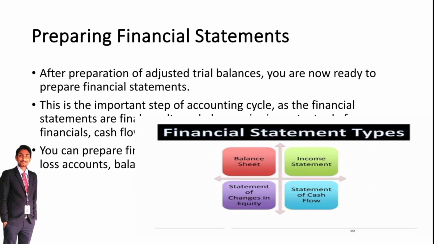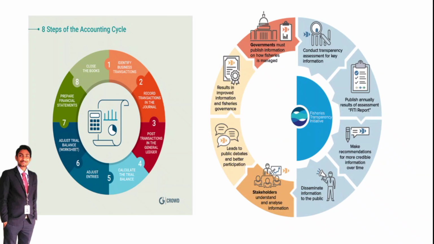By using these financial statements, we will know the exact financial position of a company. This is called the accounting cycle: we start with finding a transaction and end with preparation of the final statements.